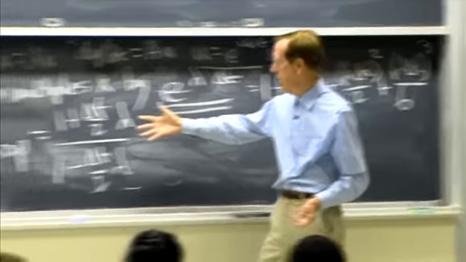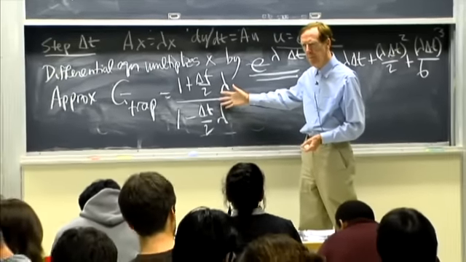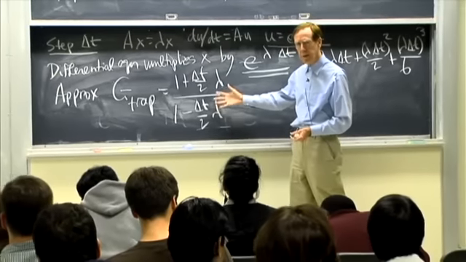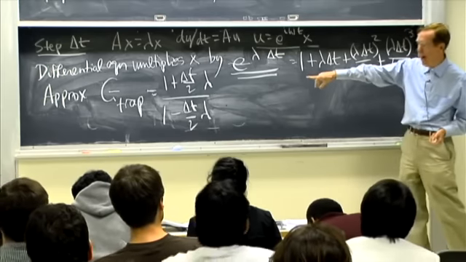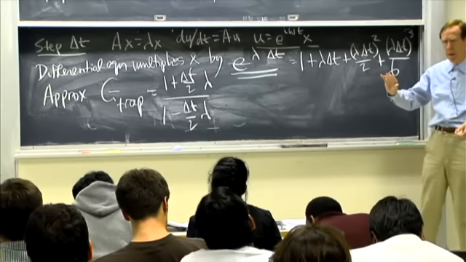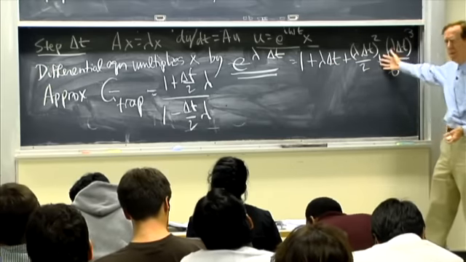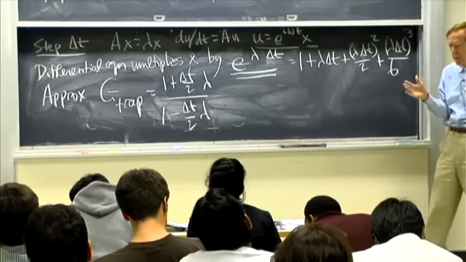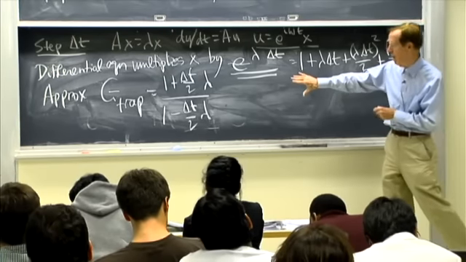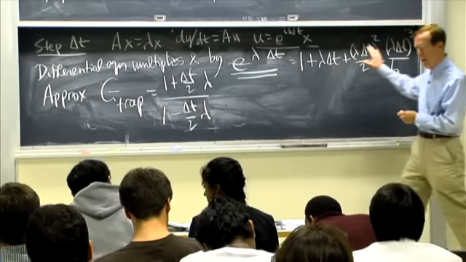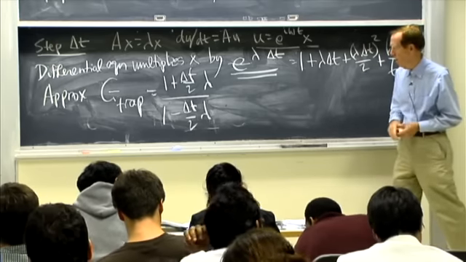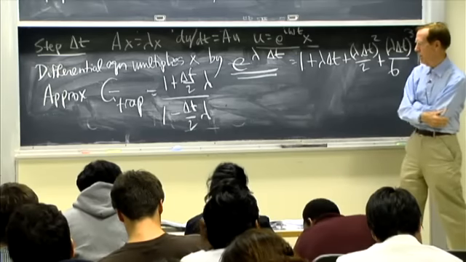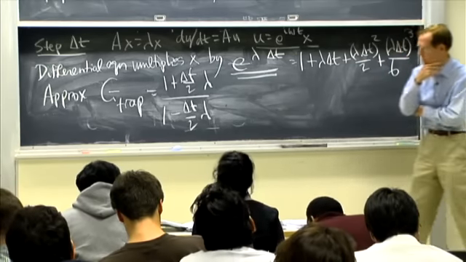Okay, how are we going to deal with this guy? We want to expand that. So what's my goal? I want you to expand that in powers of lambda delta t and compare with this and see where they aren't going to be equal, right? At some point, they're going to be different. But at least they should start out equal. So here's the heart of problem 7.